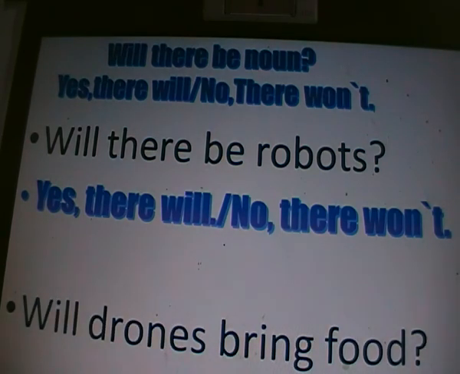Will drones bring food? Drones means planes without pilots. طائرة بلا طيار. هل الطائرات بلا طيار هتحضر الطعام ولا لأ in the future في المستقبل؟ Yes they will or no they won't.